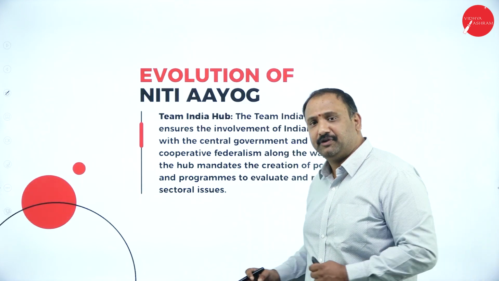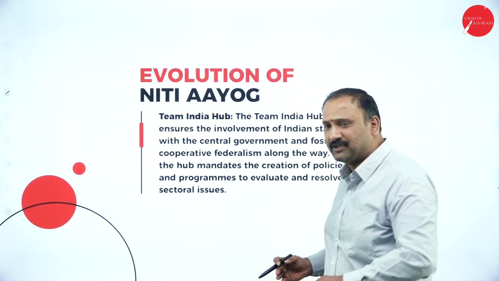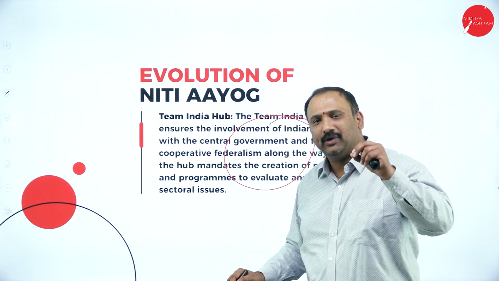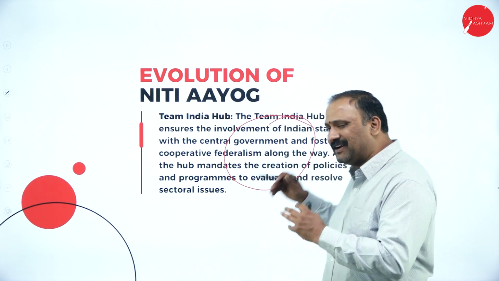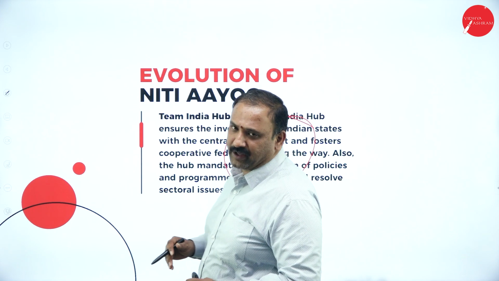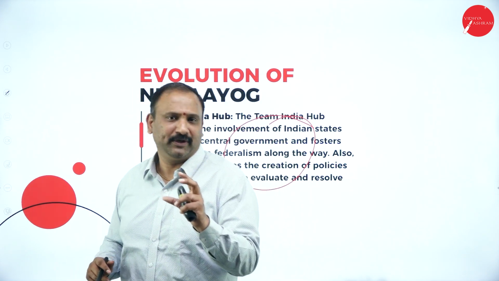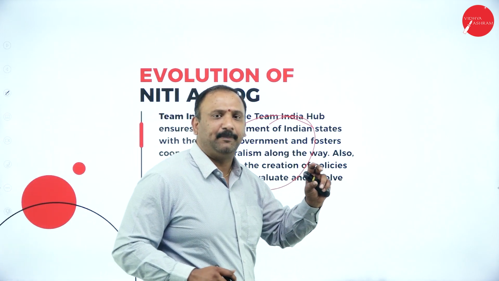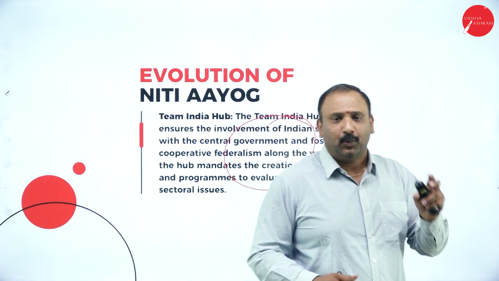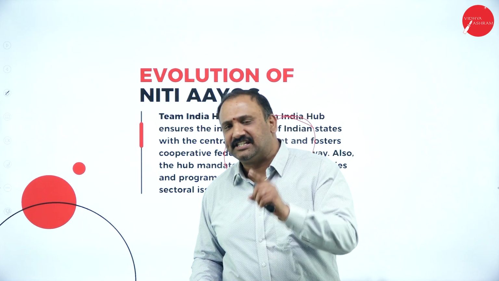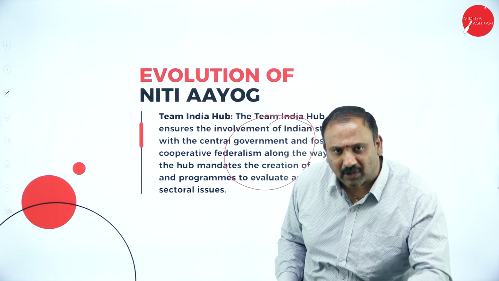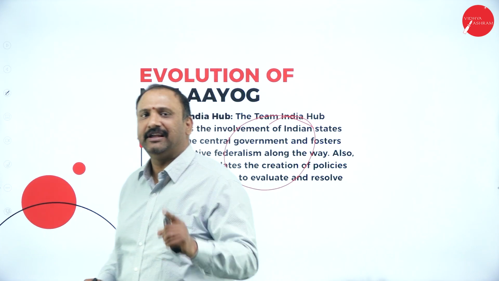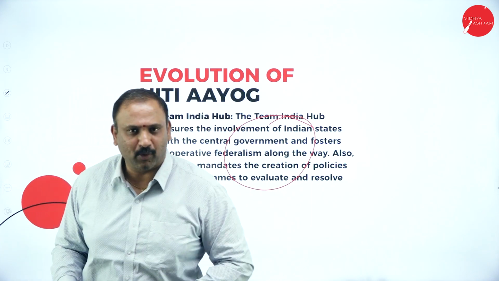Now, the evolution of Niti Aayog started with the Team India Hub, which ensures the involvement of Indian states with the central government and fosters a federal cooperative system. What we are typically trying to do here is focus on inclusive development rather than exclusivity. We believe that 29 states and 6 union territories have the equal right, the equal interest in terms of making this country a strong and formidable growth-oriented country.